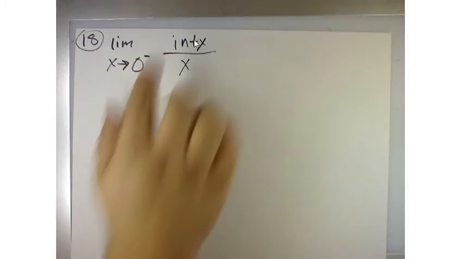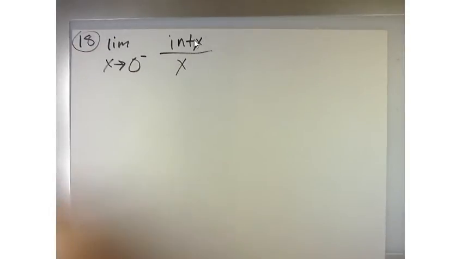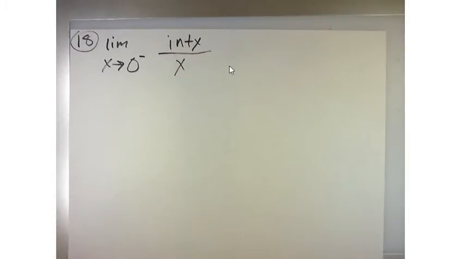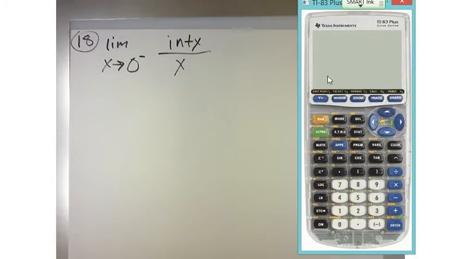The integer function just automatically rounds down to the closest integer. In other words, if x was 1.2, it'd round down to 1. If x was 1.3, it'd round down to 1, and so on. Now we're just going to take that and divide it by x. It's going to be interesting to see.